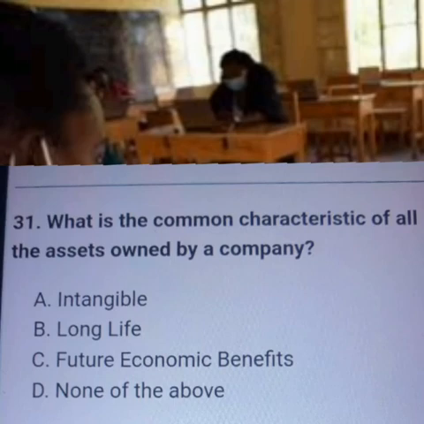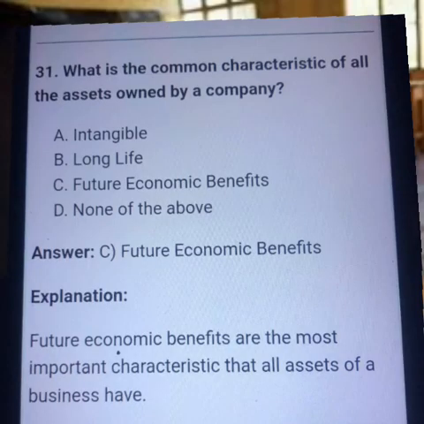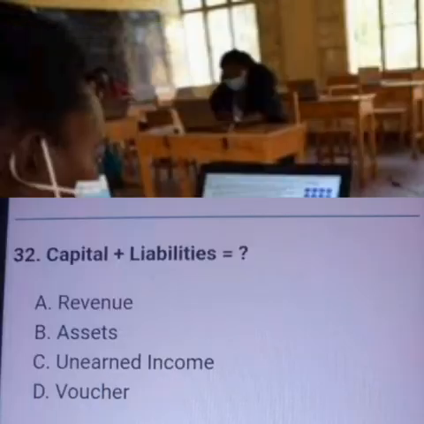Question number 31. What is the common characteristic of all the assets owned by a company? A. Intangible. B. Long life. C. Future economic benefits. D. None of the above. The true answer is C. Future economic benefit.